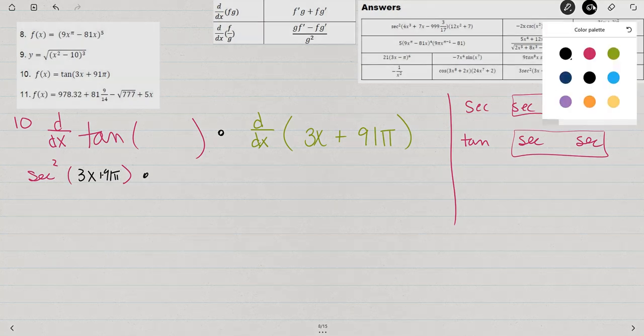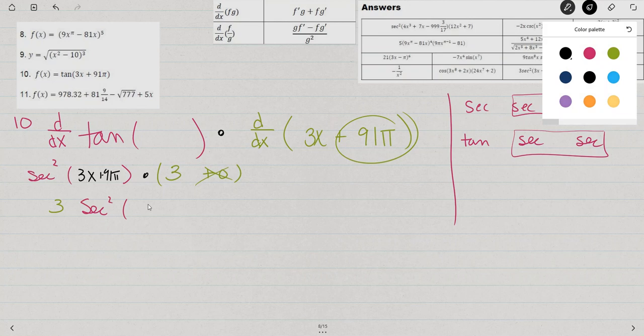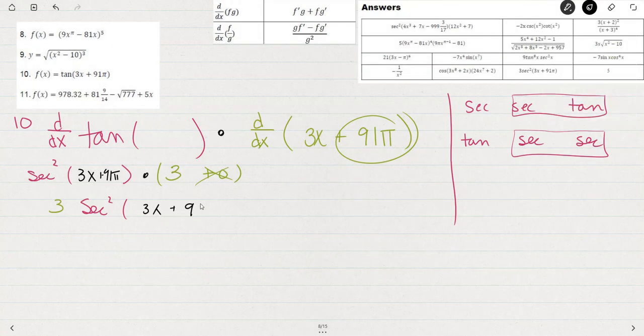And I'm going to multiply that times the derivative of 3x plus 91 pi. The derivative of 3x is 3. The derivative of 91 pi is just 0, right? So it's just a 3. I could rewrite this, simplify it by pulling the 3 out. So we have 3 secant squared of 3x plus 91 pi. And I think we'll find that here in one of the answers right there.